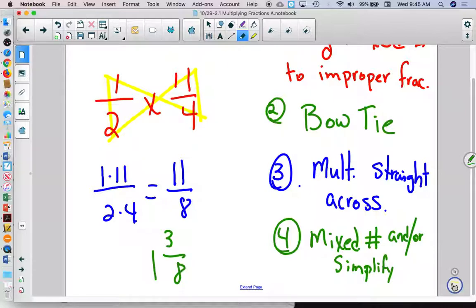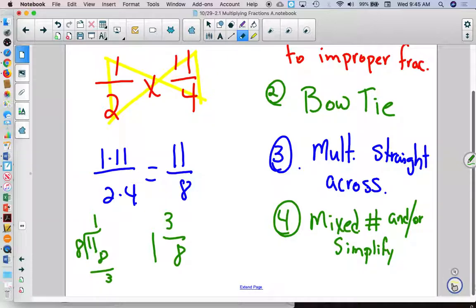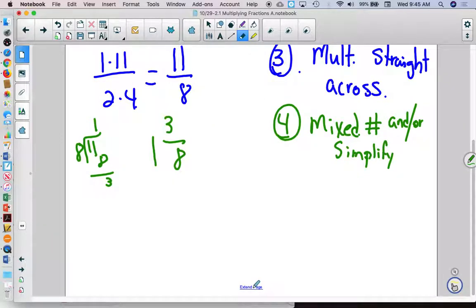Some people are like, well, I don't get how to turn that back. So I'm going to say, what is 11 divided by 8? That's where the 1 comes in. 3 is left over. Oops, I need to be able to see it. Three was left over, and so then I just take that 3 and write it as 3/8. Just so that you know. I don't want anybody to think, well, I'm not sure where that came from. Now you know where it came from.